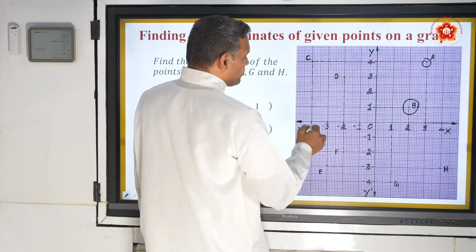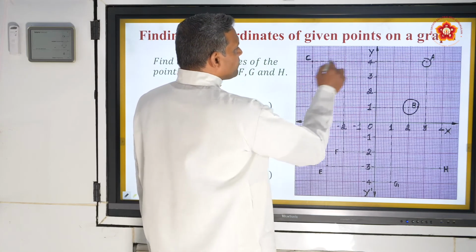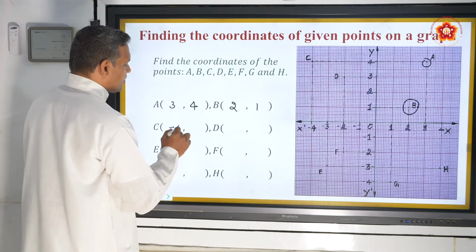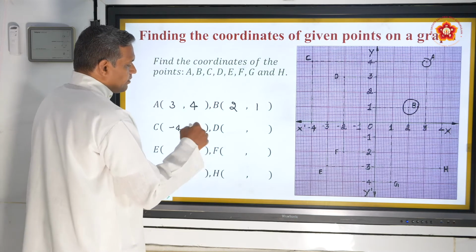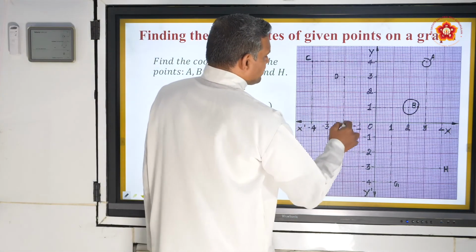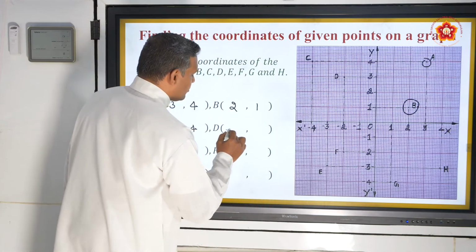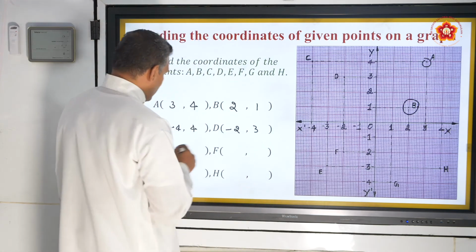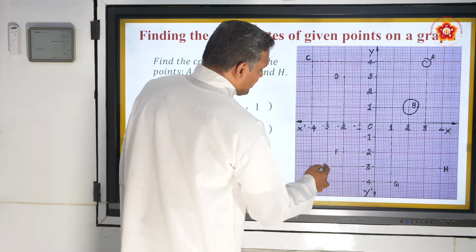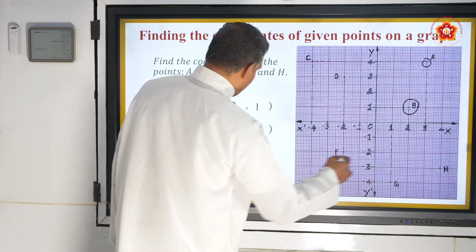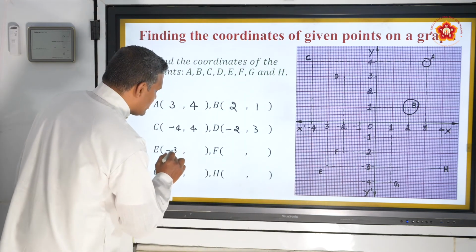Point C is what should go? First we should go to X axis, minus 4 comma 4. Minus 4 comma 4 and go to the next point D. D is minus 2, 3. So minus 2 and 3. And then E. Come to E. E is where, okay. What is first one? Minus 3 and minus 3. Minus 3 and minus 3.